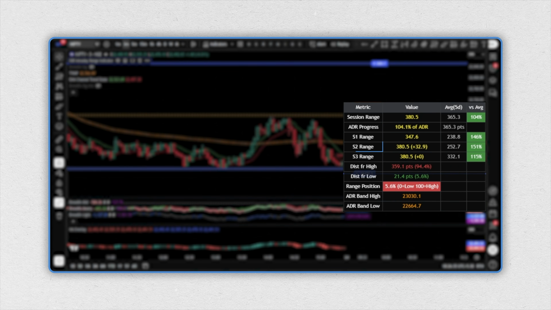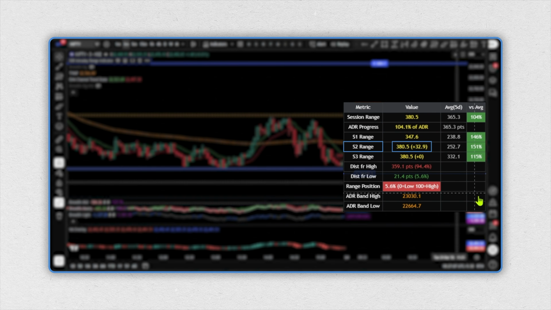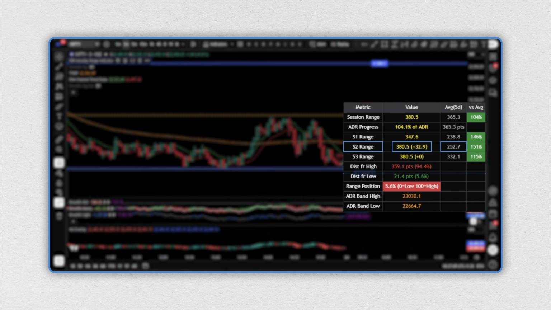And then S2 range was 380.5, and there was a range extension of 32 points in S2. So there was a 33 point approximate range extension in S2. And that's how range became 380.5 from 347.6. Now again, the 5-day average of this segment was just 252.7, and today's S2 range was 151% greater.